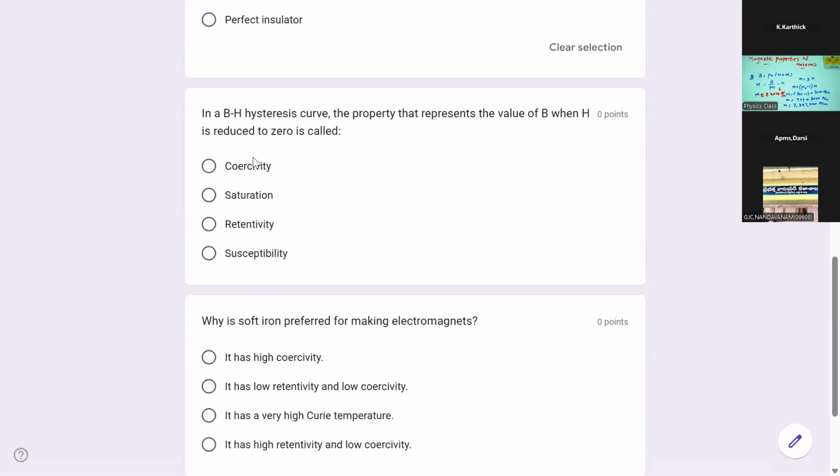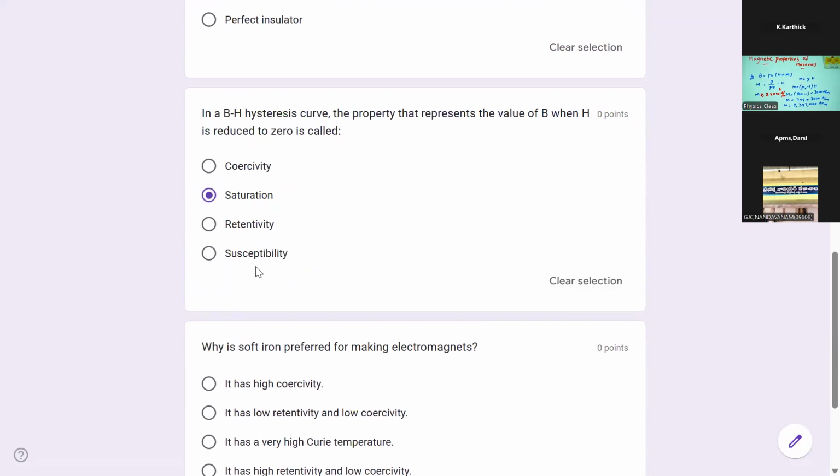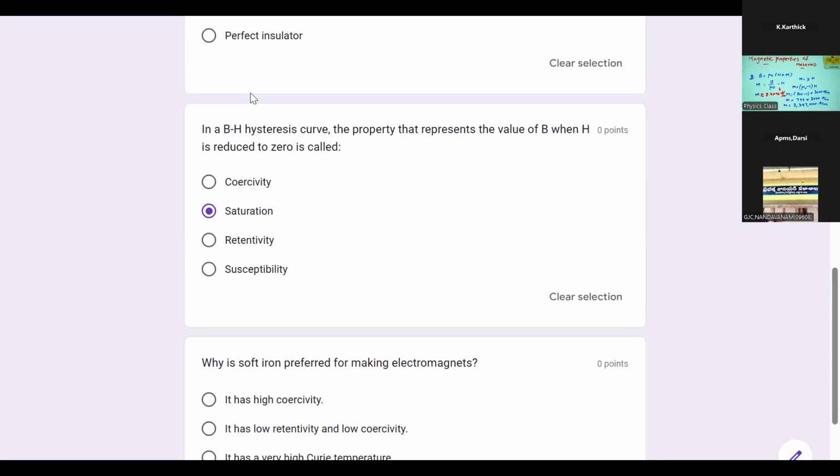Fourth question. In a B-H curve, we saw the property that represents the value of B when H is reduced to 0. So when H is reduced to 0, the value of B is called what? Coercivity, saturation, retentivity, susceptibility. Yes, very good. Option C is the correct answer.